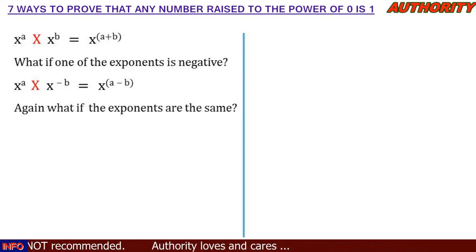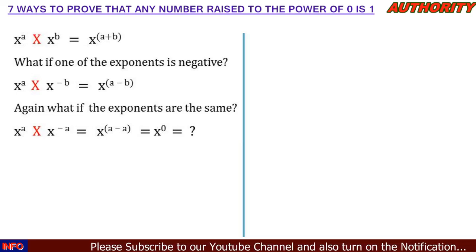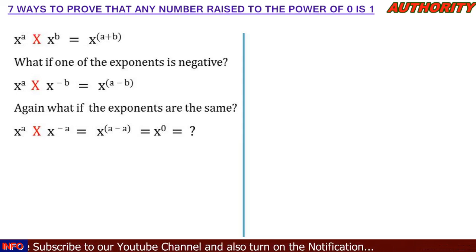Now, what if the exponents are the same, and one is still negative? How is it going to be? That means we're going to have x raised to power a times x raised to power minus a. What is it going to give you? We're going to have x raised to power a minus a. So a minus a is equal to what? 0. That means we're going to have x raised to power 0. So x raised to power 0, what is it? That is what we don't know.